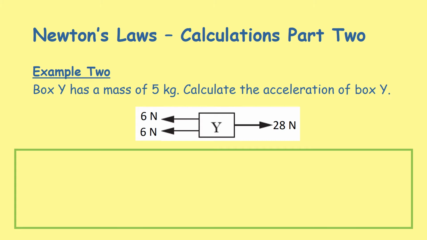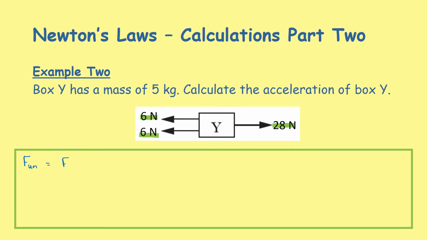Example 2. Box Y has a mass of 5 kilograms. Calculate the acceleration of box Y. Again, we're not just given one force, we are given multiple. So having a little look, we have 6 newtons and 6 newtons pointing to the left, and 28 newtons pointing to the right. So just like before, we first want to find the unbalanced force.